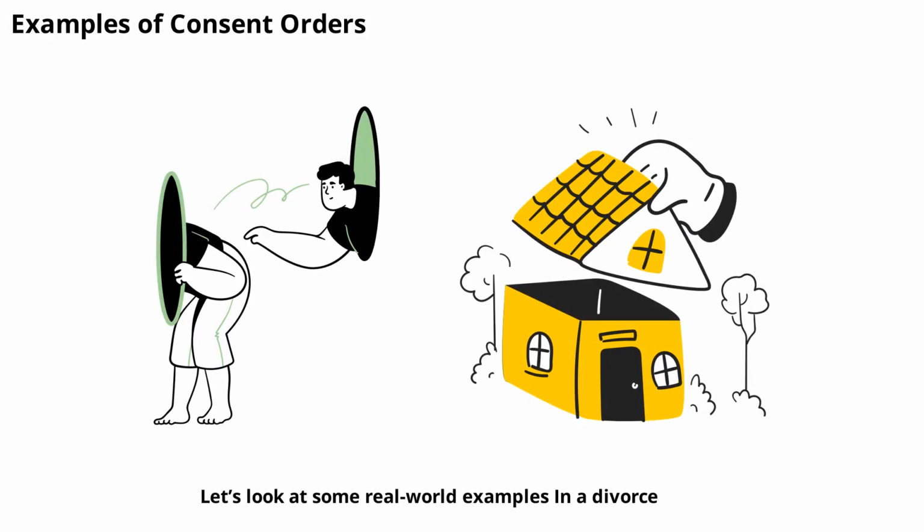In a divorce, a consent order might outline how assets are divided and who gets custody of the children. In a business dispute, it could specify payment terms or how intellectual property is handled. These examples show how flexible consent orders can be, adapting to the needs of different situations while providing legal certainty.